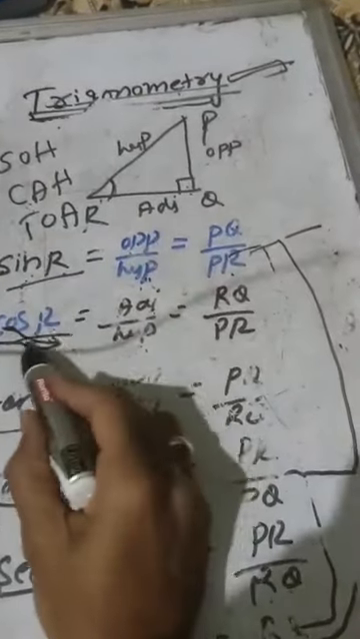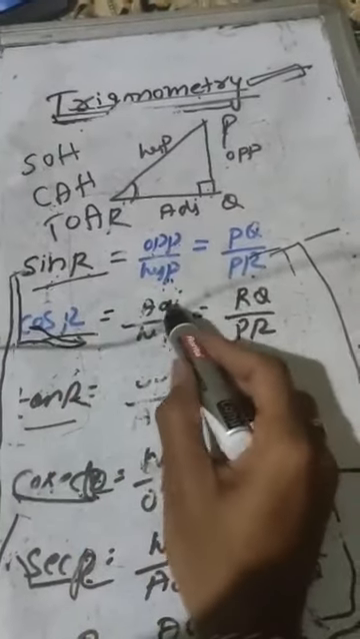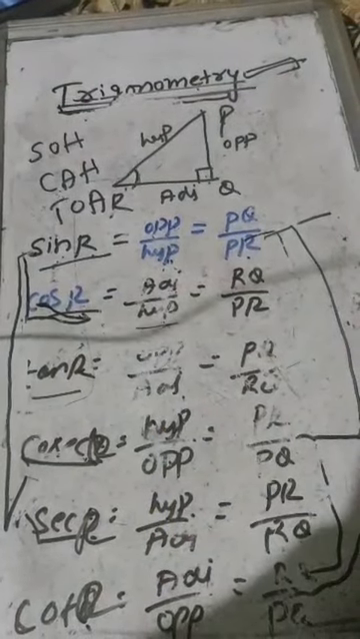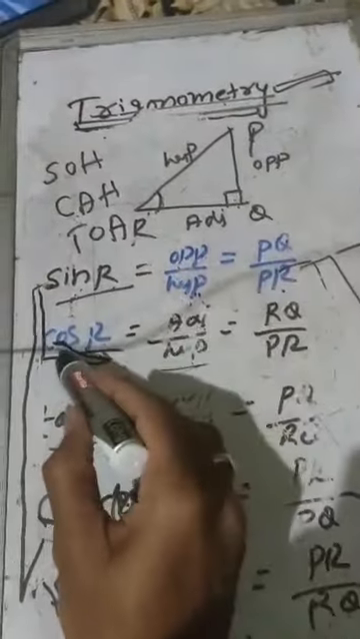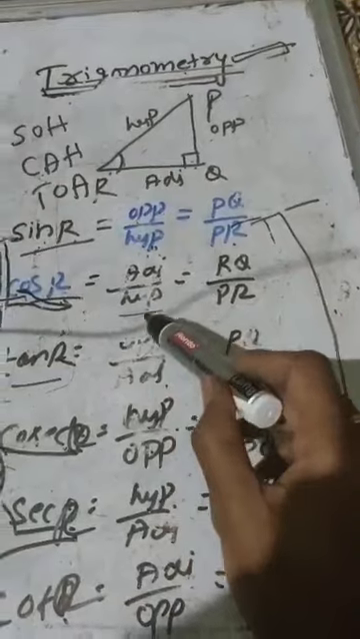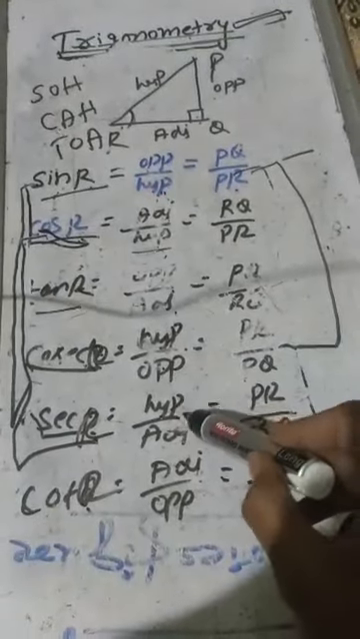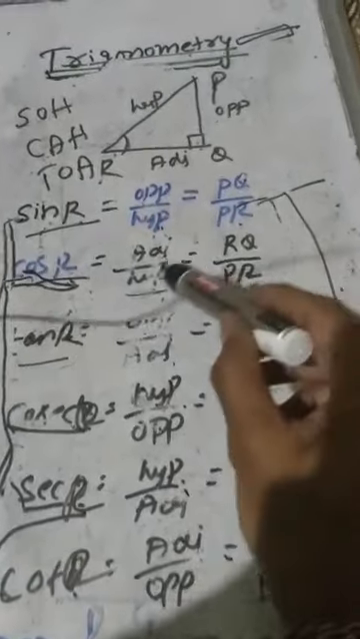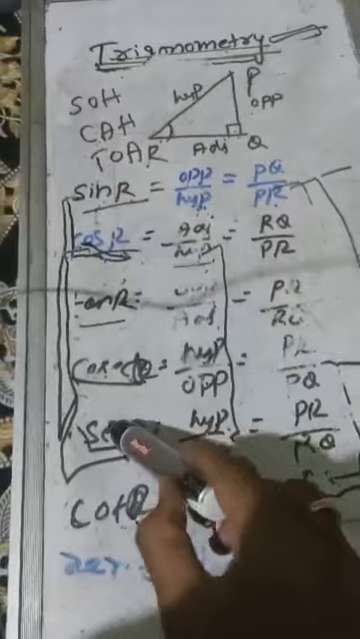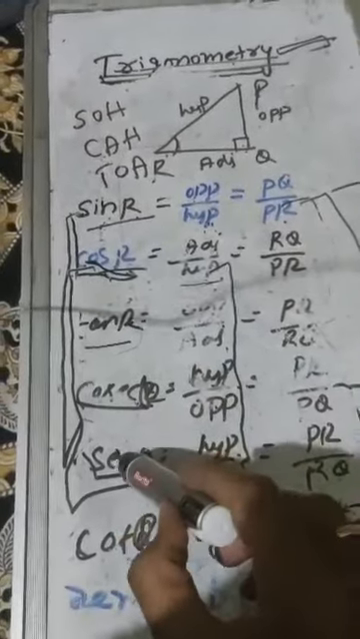Next is cos R. Cos R means adjacent by hypotenuse. After cos R, we come to secant. Cos means adjacent by hypotenuse, secant means hypotenuse by adjacent. That is just the reciprocal of cos. The reciprocal of cos is secant, as well as the reciprocal of secant is cos.